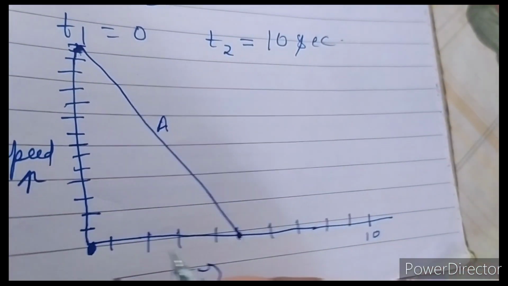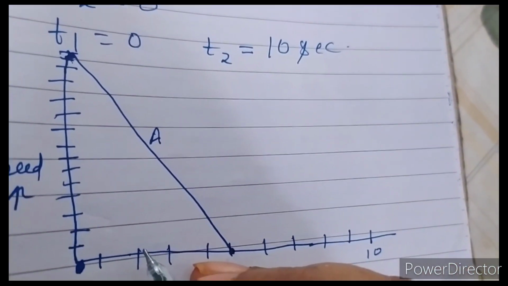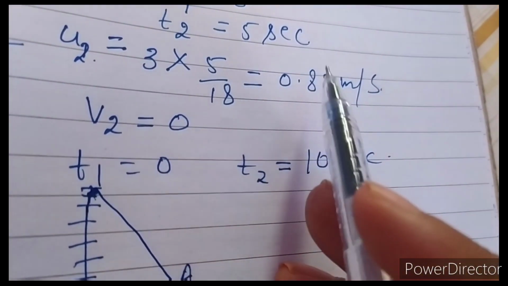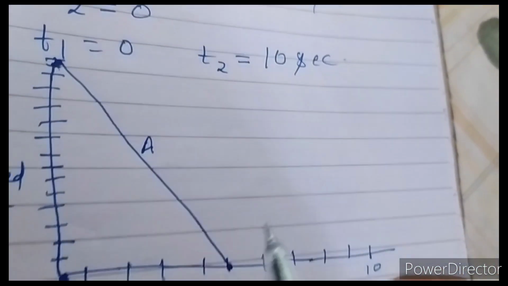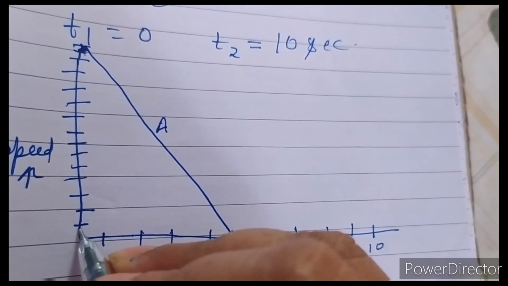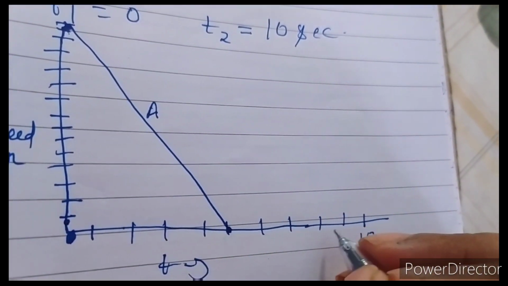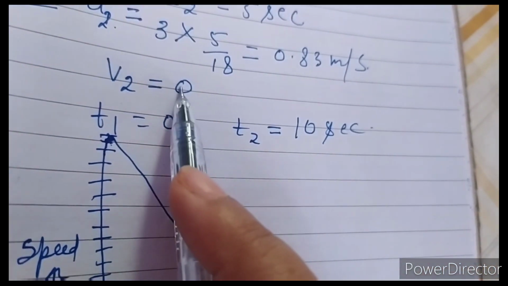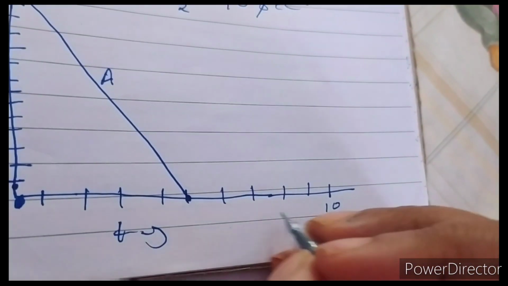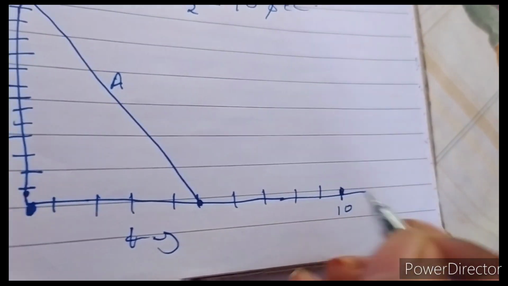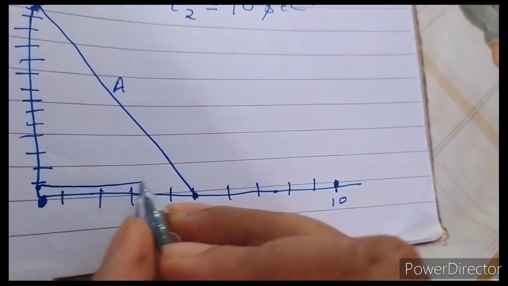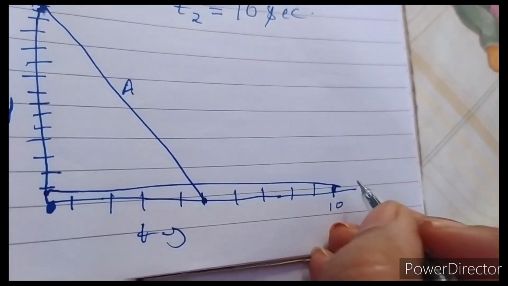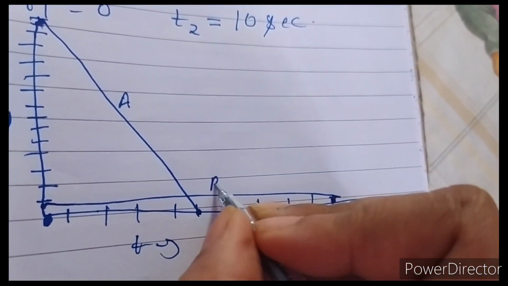Okay. Now similarly, when we plot the graph for car B, you can see at t1 equal to 0 the value is 0.83, so it will be somewhere here, and for t2, that is 10 seconds, v2 is 0. So here we will plot at 10, this is the point. So this will be the graph, somewhat of a triangle. Okay, so this will be the graph for B.